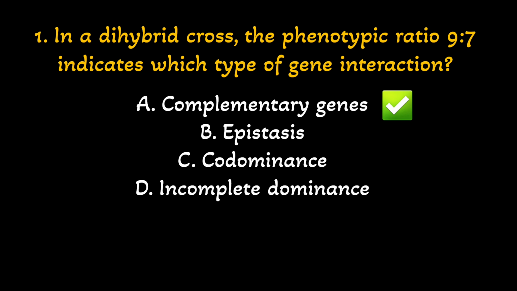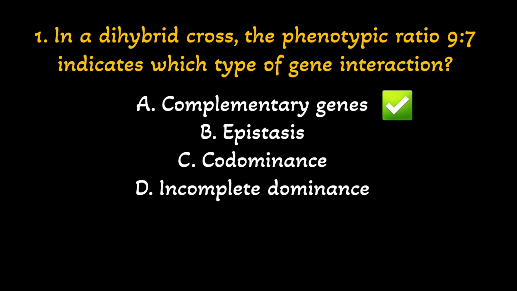And why so? Because the complementary gene, student, will require both the dominant alleles from two different loci to express a trait. If either is absent, the phenotype is not produced. Now this will modify the classical 9:3:3:1 ratio to 9:7, where 9 will show the trait and 7 will lack it due to the incomplete gene interaction. So the first question, the correct option is A, that is the complementary gene interaction. Now let's move on to the second question.